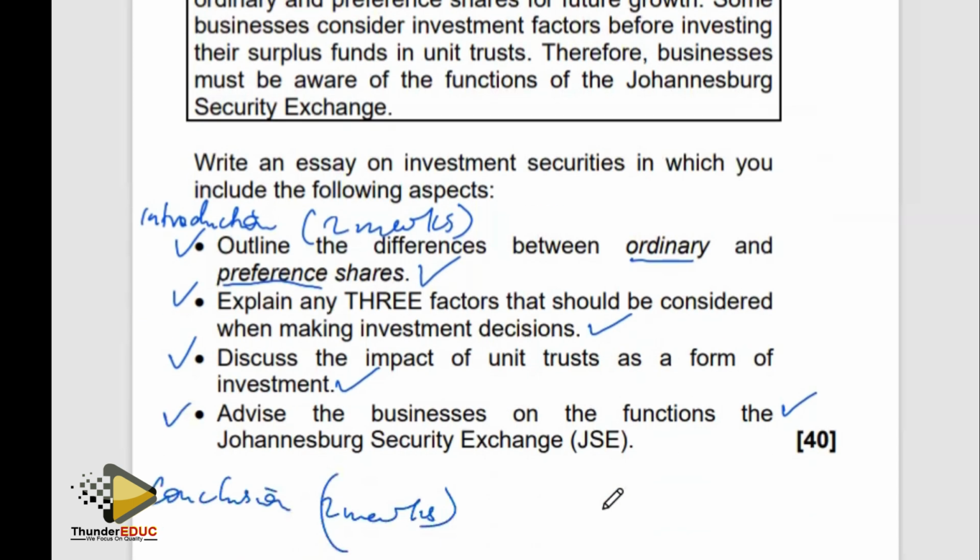Okay, right. So now let's check the last bullet, where it says advise the businesses on the functions of the Johannesburg Stock Exchange. So now we are saying that one of the functions is that it serves as a barometer or indicator of economic conditions in South Africa. It also keeps investors informed by publishing share prices daily. So meaning it acts as a link between investors and public companies.